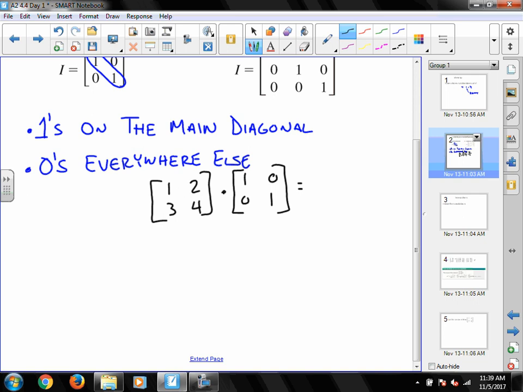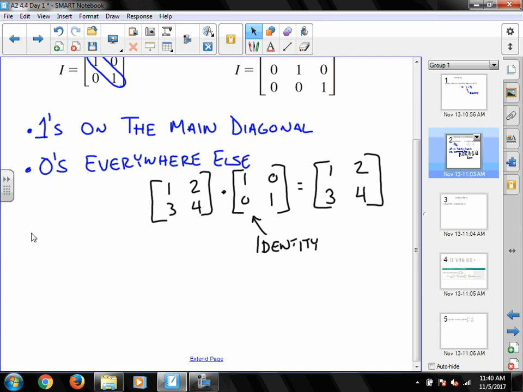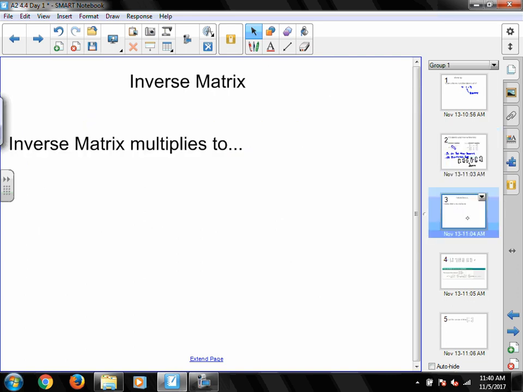I could go through the entire multiplication process where I move the 1 and the 0 over, multiply and add, move the 0 and the 1 over, multiply and add, and I make my 2 by 2 matrix. Or I could realize that since this is the identity, you're going to get the exact same thing out. So real quick, I already know that my answer is going to be 1, 2, 3, and 4. That's the identity. You're going to get the same thing when you multiply by it.